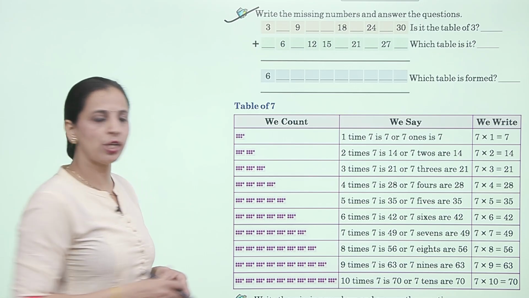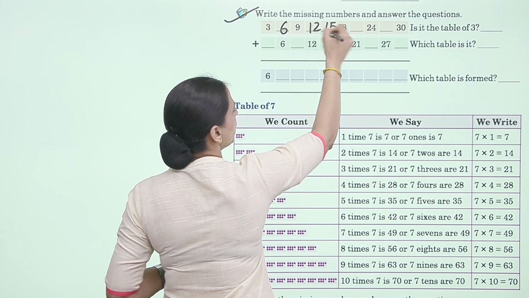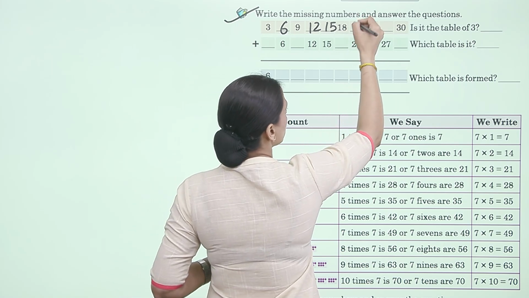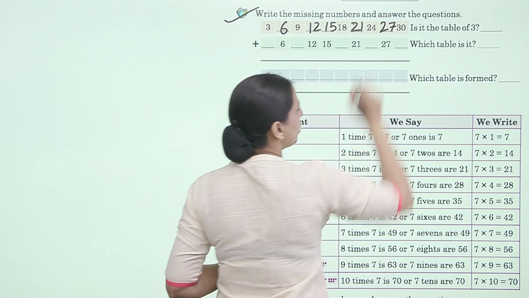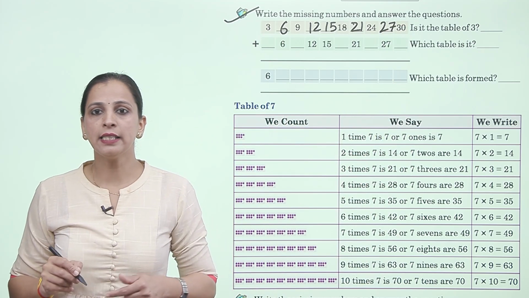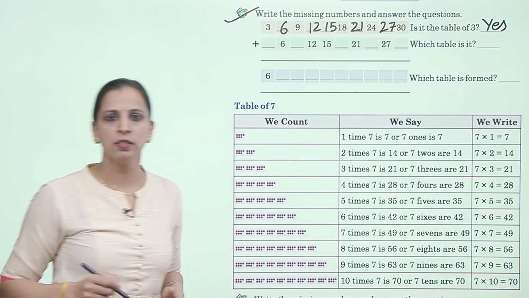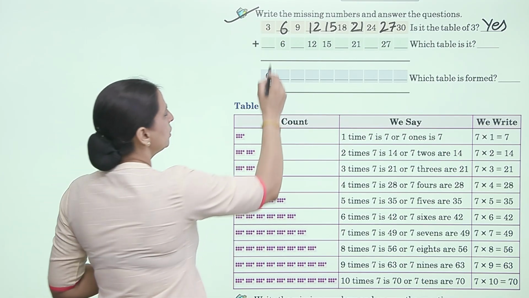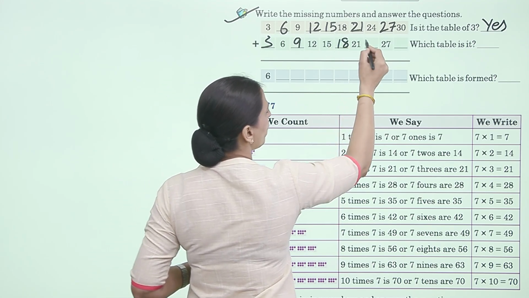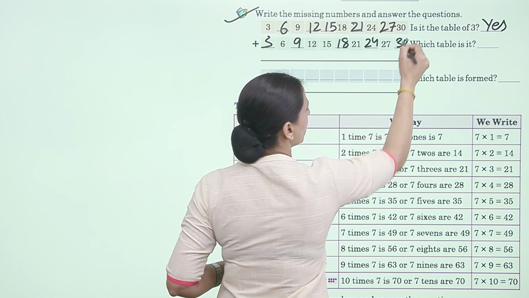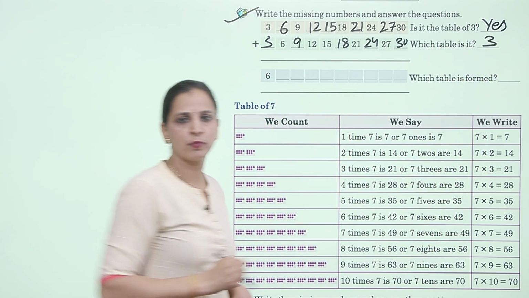3 1s are 3, 3 2s are 6, 3 3s are 9, 3 4s are 12, 3 5s are 15, 3 6s are 18, 3 7s are 21, 3 8s are 24, 3 9s are 27, 3 10s are 30. Is it the table of 3? Yes. Now next, plus 3: 6, 9, 12, 15, 18, 21, 24, 27 and 30. Which table is it? Is it a table of 3?